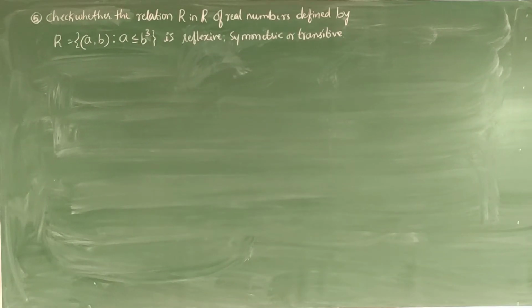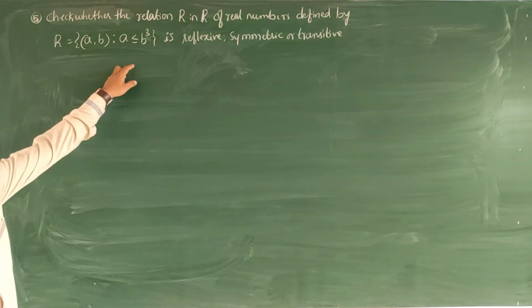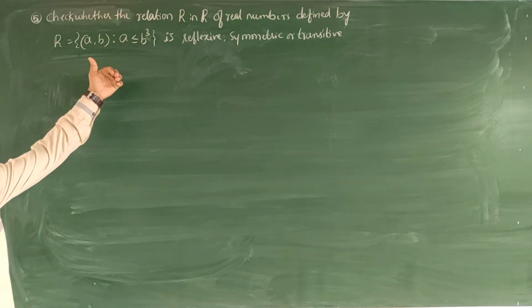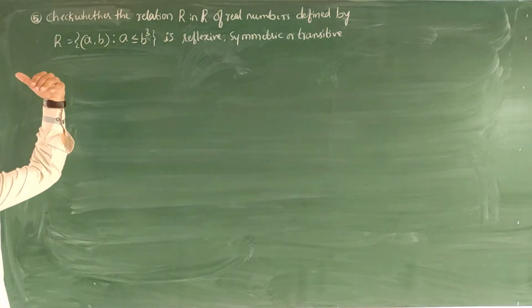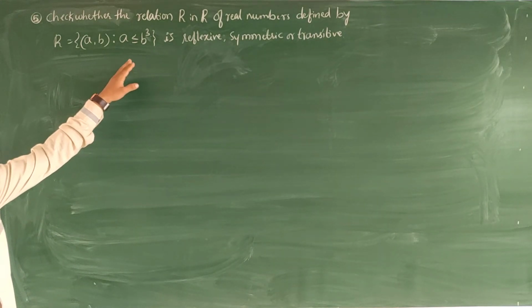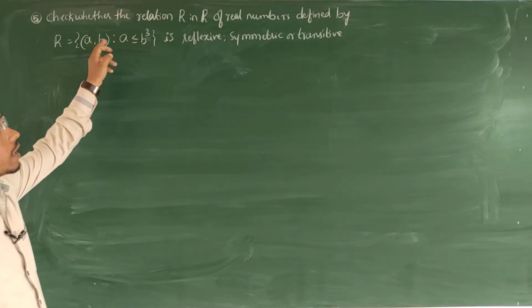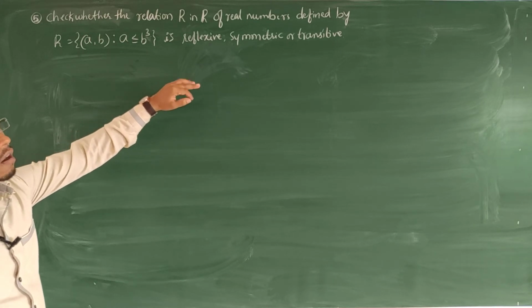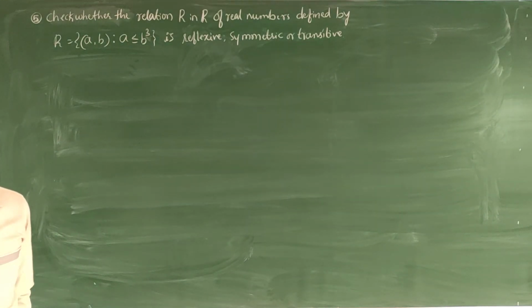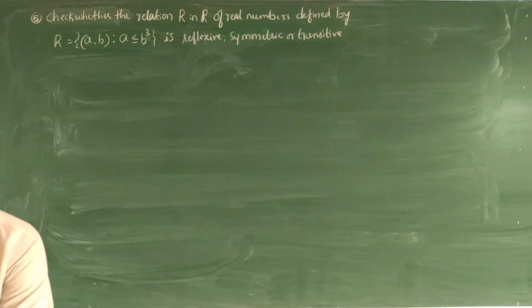Next question. Check whether the relation R in the set of real numbers defined by R = {(a, b) : a ≤ b³} is reflexive, symmetric or transitive. The last problem was a ≤ b², and the first problem was a ≤ b. Now we have to check whether a ≤ b³ is reflexive, symmetric or transitive.